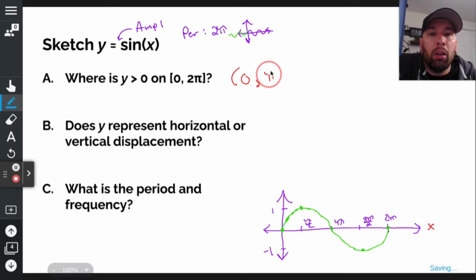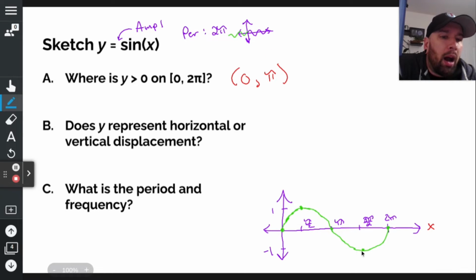And I'm not including pi in my interval. That's it. Y is less than 0 from pi to 2 pi. Does y represent horizontal or vertical displacement? Now, first things first.